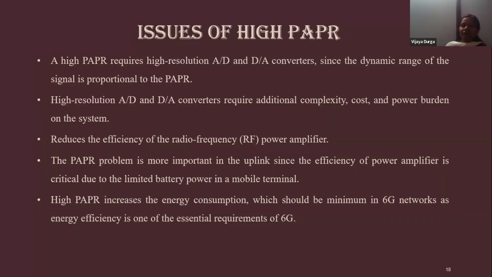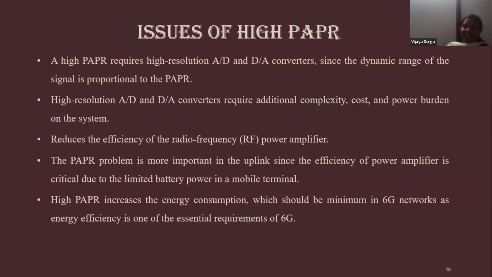Then the next one is the PAPR. This is one of the performance metrics of a wireless communication system, especially for multi-carrier systems. If you take a single carrier system, the PAPR is 0 dB. There is no PAPR. That means single carrier systems do not suffer from PAPR. That is 0 dB for single carrier systems.